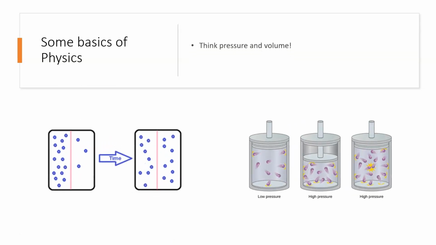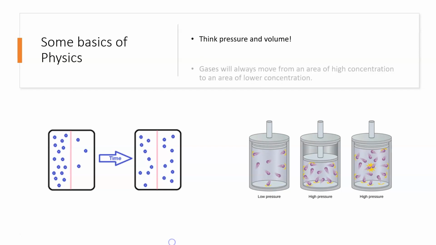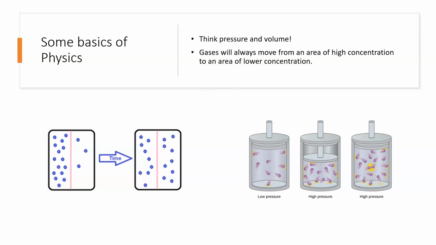All right, before we get going, let's think of some basics of physics. We're thinking about pressure and volume here, and a bit about diffusion as well. Gases will always move from an area of high concentration to an area of low concentration. In the diagram on the left, you can see high concentration on the left-hand side and a lower concentration on the right-hand side. Over time, the particles from the left have mixed into the right-hand side. That diffusion has occurred because you've got that concentration gradient.